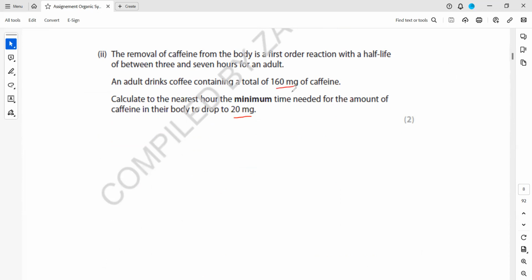So when we intake, we have 160, but we want to find how much time it will take to drop to 20. So we have, say, 160. After a half-life, it will be 80 milligram. After another half-life, it will be 40 milligram. After another half-life, it will be 20 milligram. So how many half-lives are there? It means 3 half-lives.